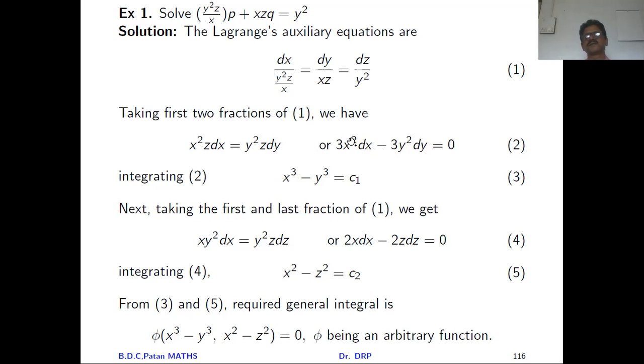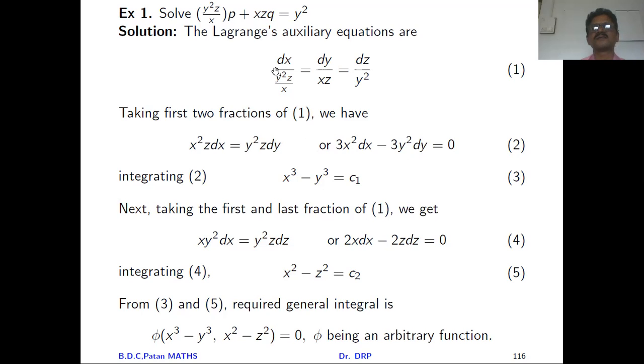Here 3 is a constant. Integral of x square gives x raised to 3 upon 3, 3 gets cancelled, and you will get x cube. The minus sign stays as it is. The integral of 3y square dy is y raised to 3 upon 3 times 3, 3 gets cancelled, and it gives y cube, equal to c1. So this is one solution.